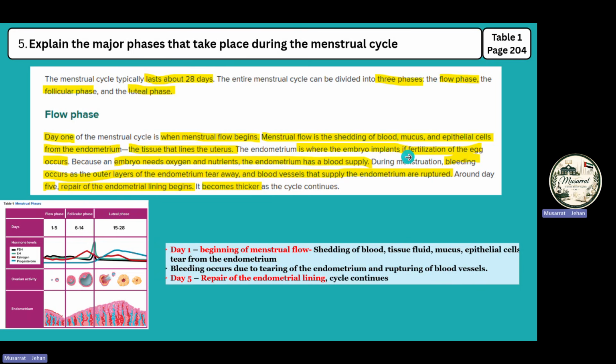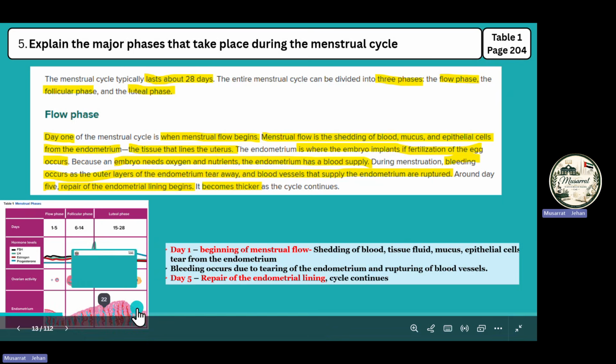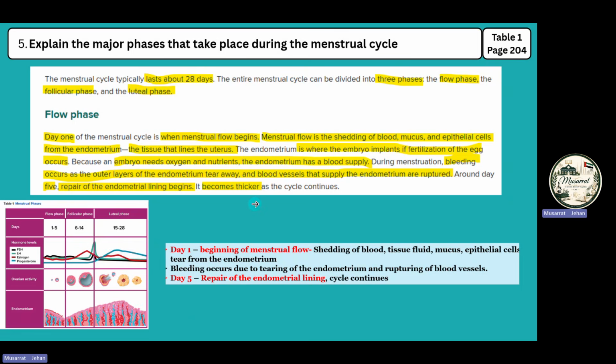If fertilization takes place, it is going to fix itself, implant itself in the endometrium. Because an embryo needs oxygen and nutrients, the endometrium has a blood supply. So you can see the endometrium has a lot of blood supply because if the embryo is going to implant itself, it needs oxygen and nutrients.